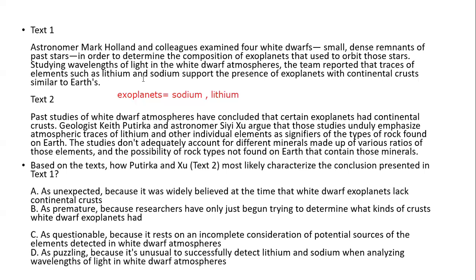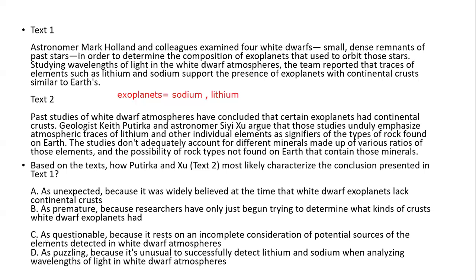So you cannot simply say that because the exoplanet crust has sodium and lithium, it's the same as the Earth's. Naturally, there is disagreement here. The relationship is disagreement. Now, why are you all marking C? I believe it's because it's unquestionable, as it rests on incomplete consideration. Yes, so many things were not being considered: potential sources of the elements detected in white dwarf atmospheres. We need one particular source of these elements, then we can decide the continental crusts are actually made up of sodium and lithium, right?